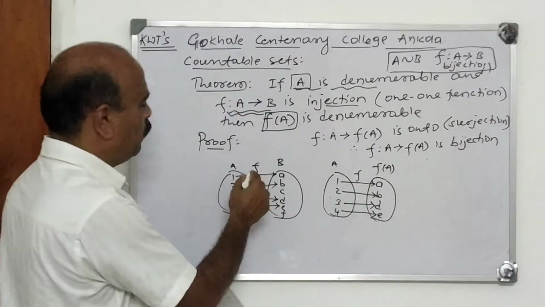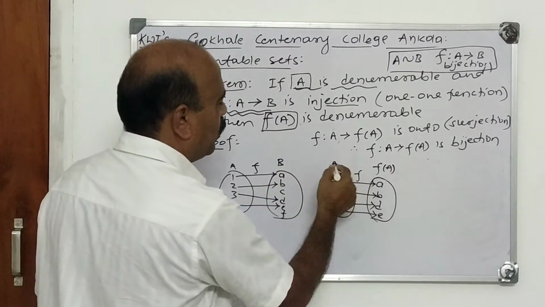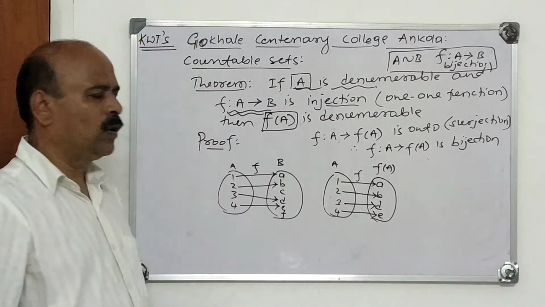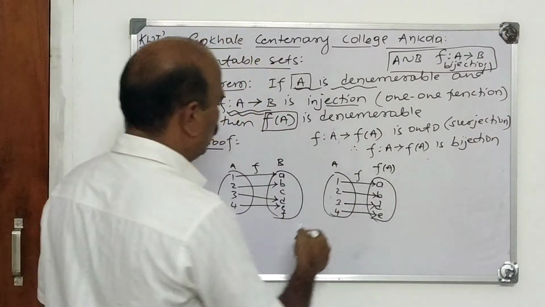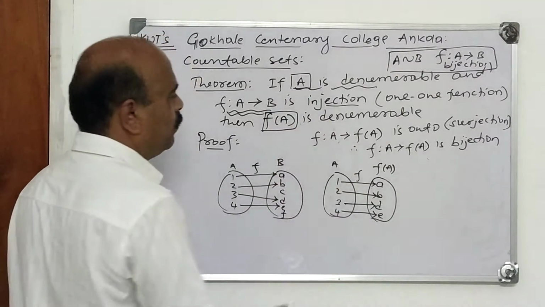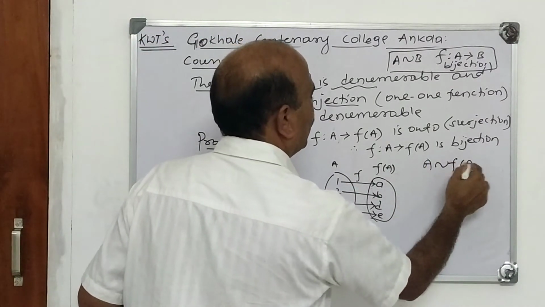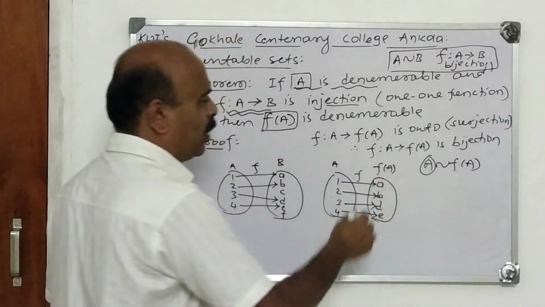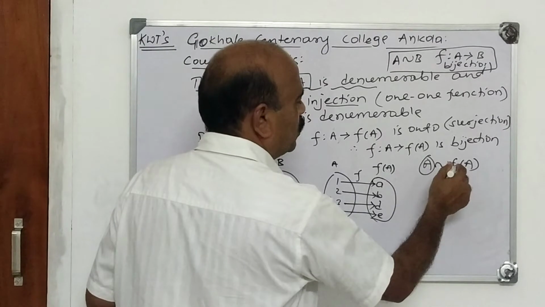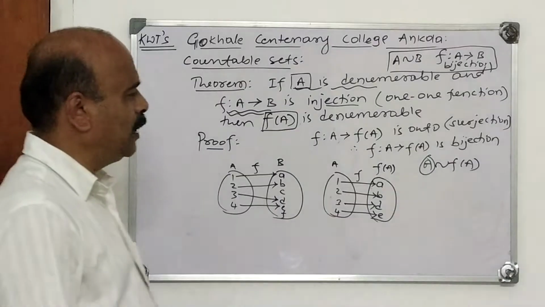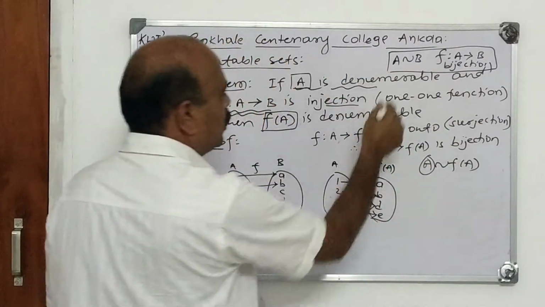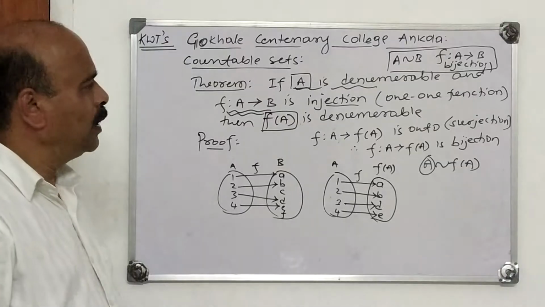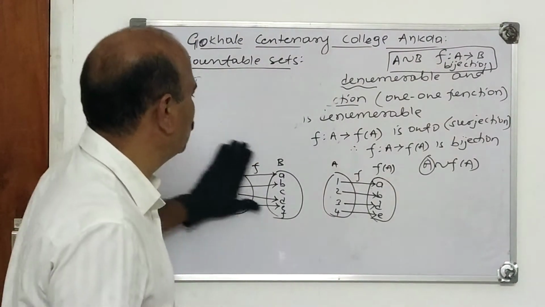Here, if f from A to B is 1-1, that is injection, then f from A to f of A is surjection. So, what is f from A to f of A? It is a bijection. Therefore, A is equivalent to f of A. If A is denumerable and f is 1-1, then A is equivalent to f of A, therefore f of A is denumerable. Important result it is. I hope all of you understood this one.